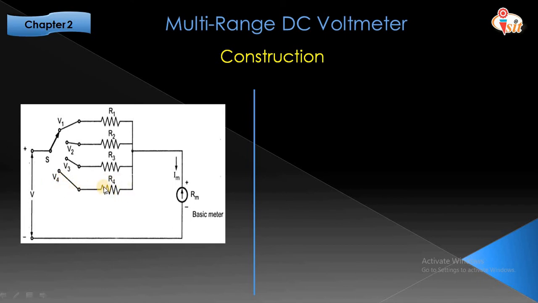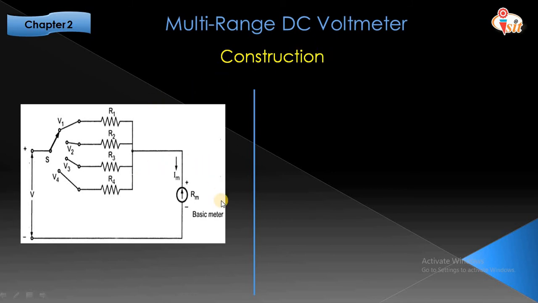Okay, in this way we can select different ranges for the DC voltmeter. Then what is the purpose of a multi-range DC voltmeter? Basically, a DC voltmeter is used for measurement of DC voltage. Then what are the multi-ranges? Suppose the customer requires 50 volt, then we can select 50 volt here. Suppose the customer requires 100 volt, then we can select 100 volt here. For this purpose, a multi-range DC voltmeter is required.